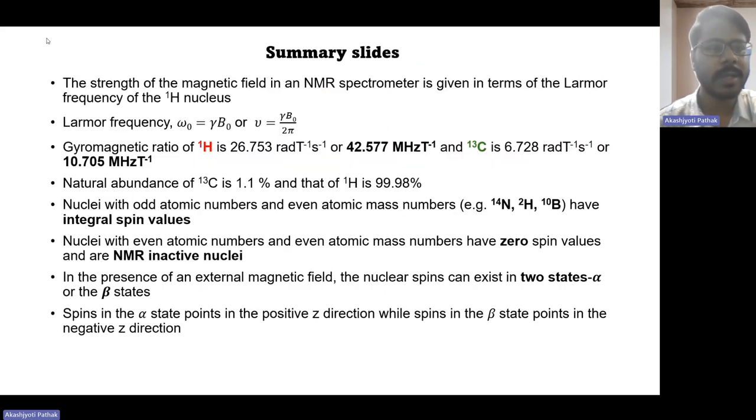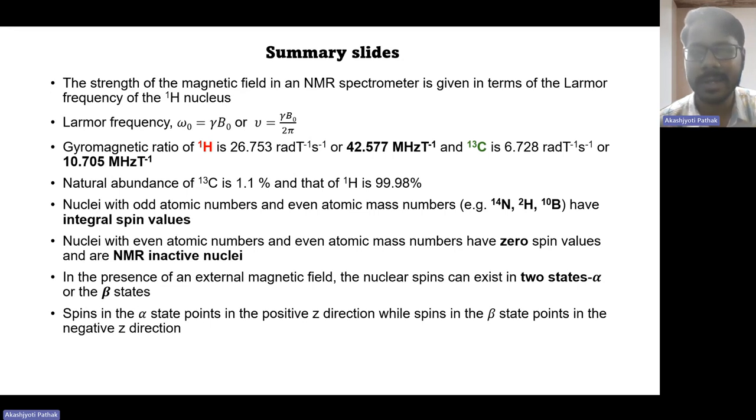So we will revise quickly whatever concepts have been taught throughout this entire course. Starting from the first week, we saw the basic concepts of NMR spectroscopy. What is basically NMR spectroscopy? The main component of NMR spectroscopy is the nuclei. As the name suggests, nuclear magnetic resonance means here it is the nuclei.